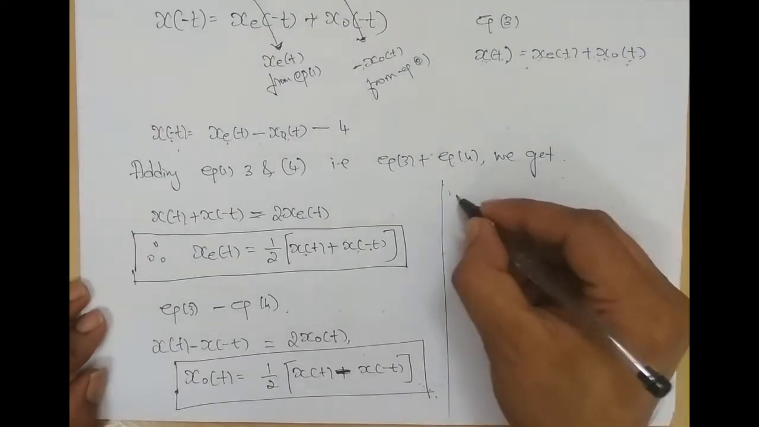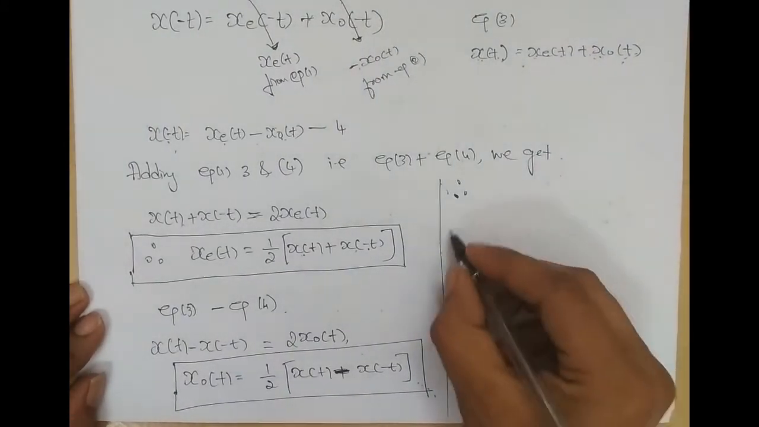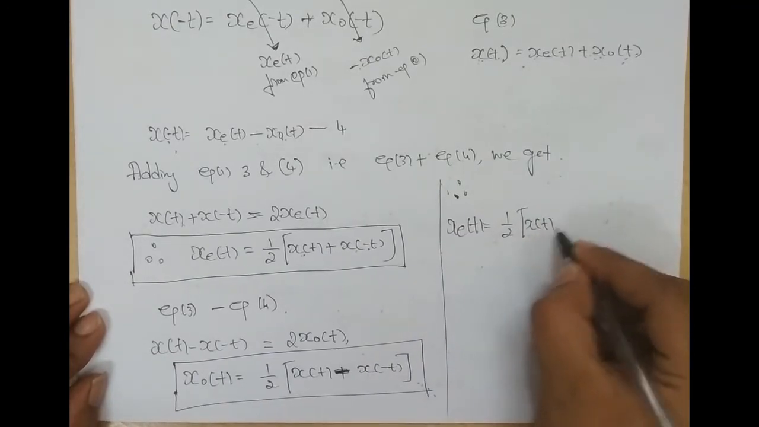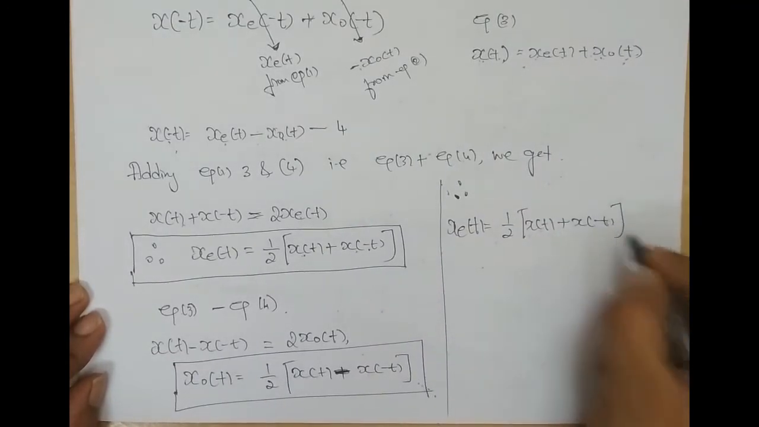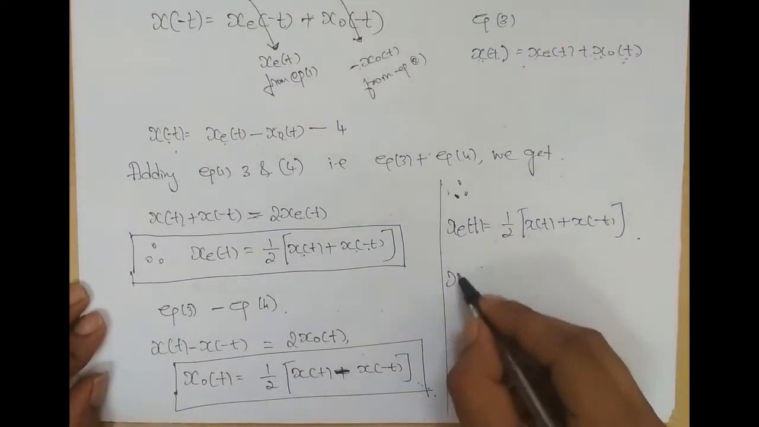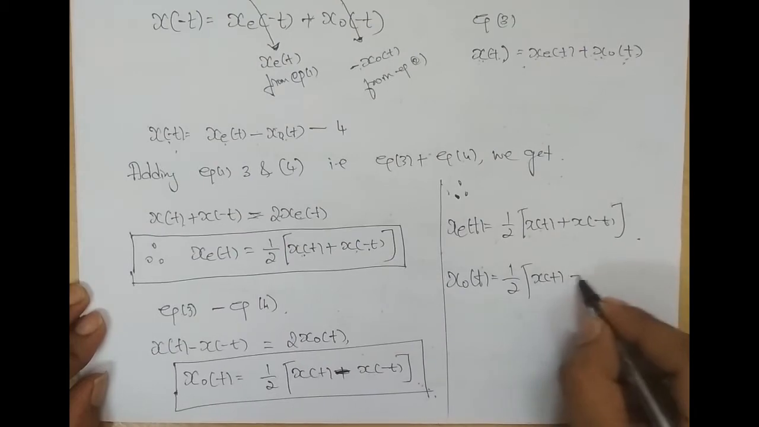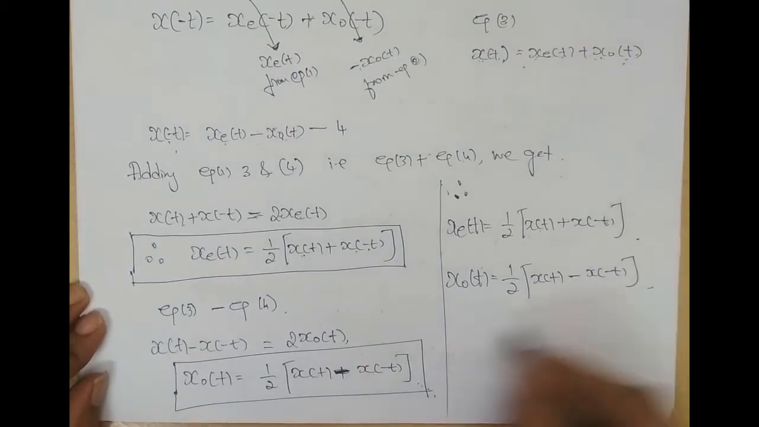Okay, so therefore to get the even component, what is the equation? Xe of t is equal to 1 by 2 times x of t plus x of minus t. What is the equation to find the odd component of a signal? Xo of t is equal to 1 by 2 times x of t minus x of minus t.